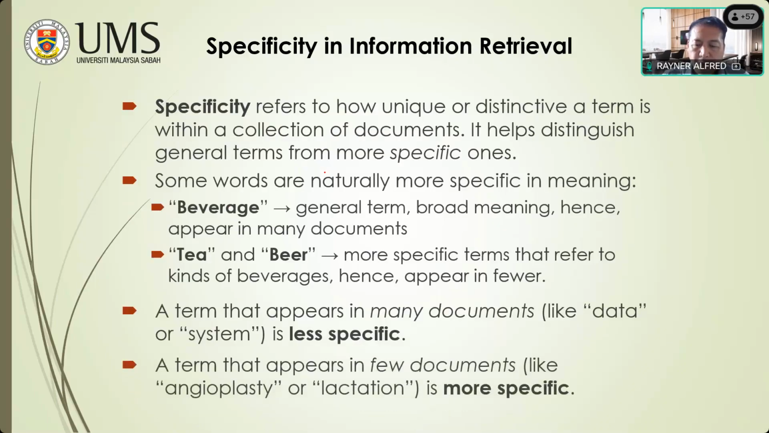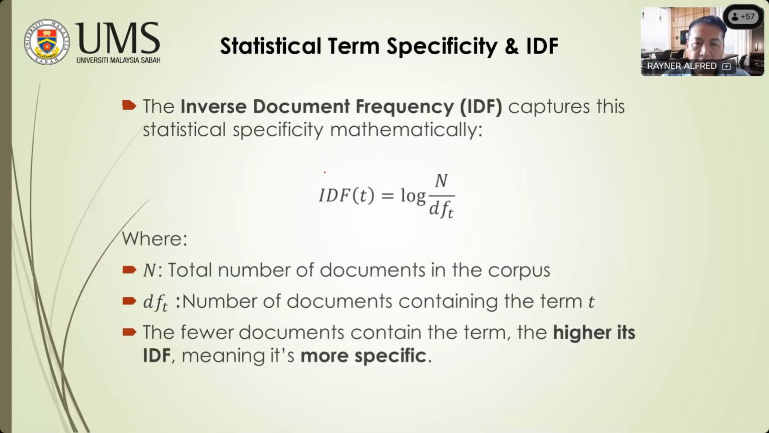Okay, so we want to keep only those terms that appear in few documents, because they can be used to differentiate documents very effectively. So that's why we need this. It's called the inverse document frequency.